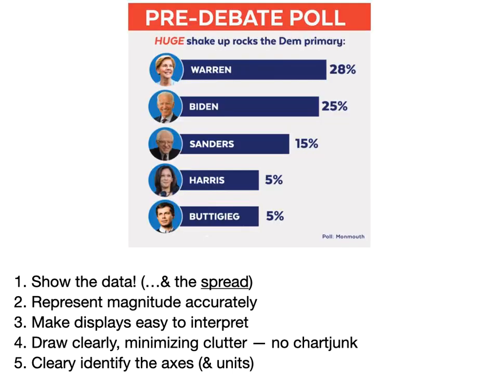Okay, here's another example. This is data from the Democratic primary. I don't remember the year. Maybe it was from 2019. I don't know if that's true. Maybe it's from 2015 or something like that. Okay, so what's good, what's not so good about this graph?